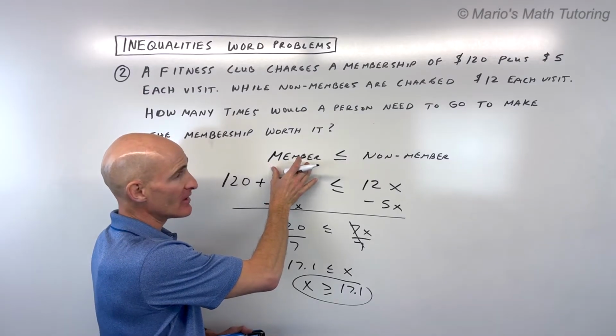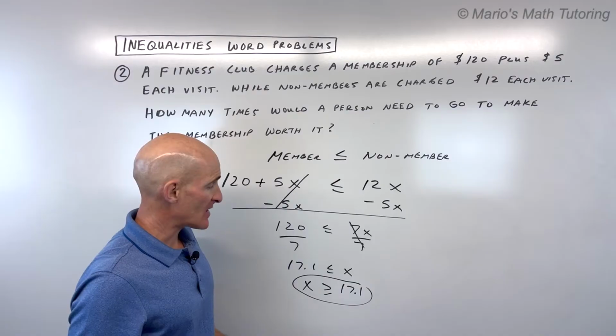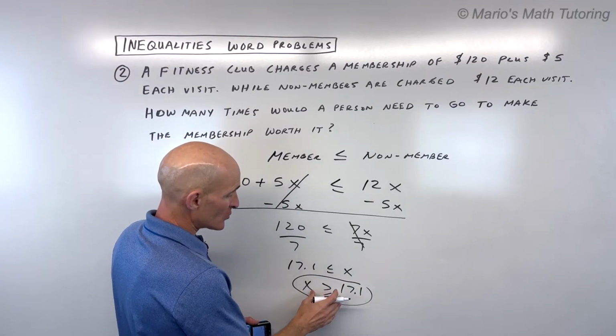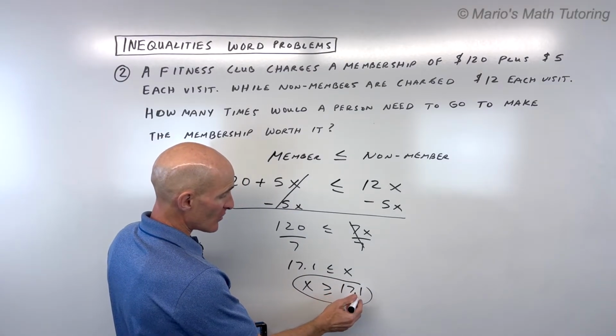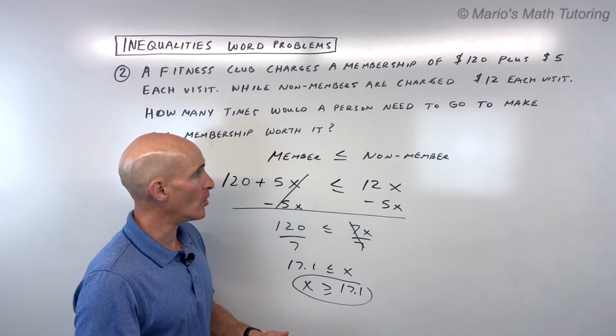it's actually going to take 18 visits in order for being a member to be less than being a non-member, okay? And so that's the key on this one. So a little bit of a twist there because some students will think to round down, but it's actually going to be once you get to that 18th time that you go, it will be cheaper.